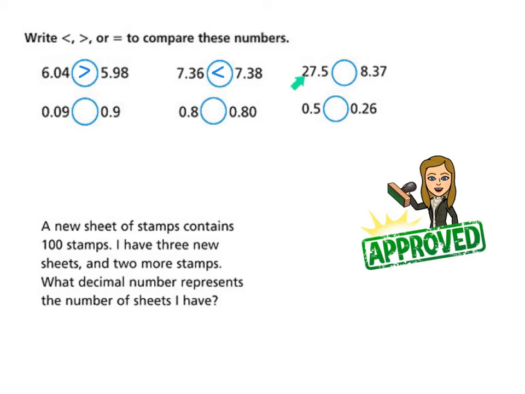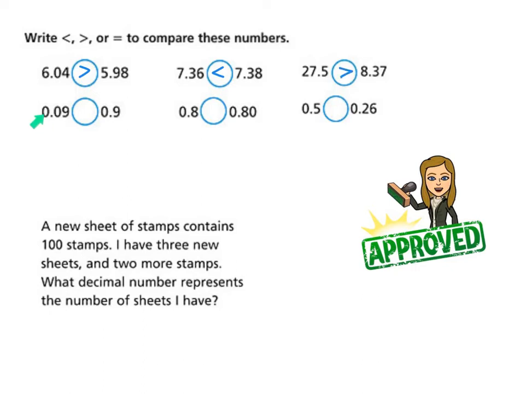The next one, we have 27 and 5 tenths compared to 8 and 37 hundredths. Well, 27 is bigger than 8. We have $27 versus only 8. So 27 and 5 tenths is greater.